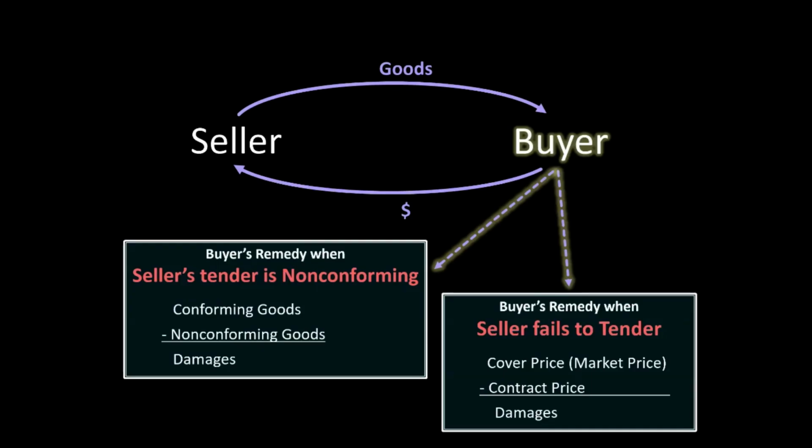So in this scenario, the buyer's direct damages would be the difference between the value of a conforming tender, that is what the seller was obligated to provide and what the buyer expected to receive, and what the seller actually provided, non-conforming goods. We have now considered what happens when the seller breaches. What about when the buyer breaches? In that scenario, what are the seller's remedies?